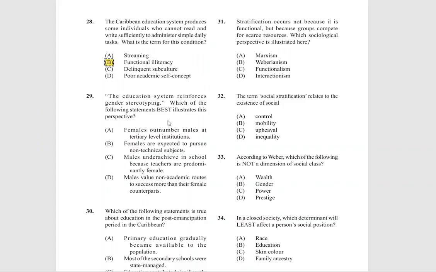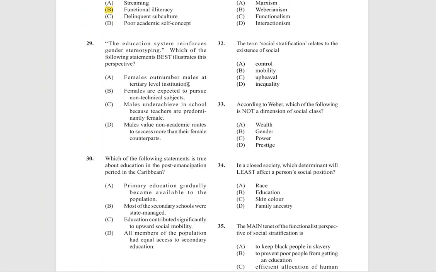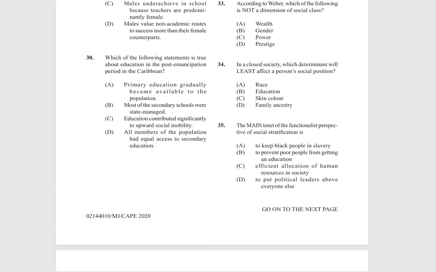The education system reinforces gender stereotyping. Which of the following best illustrates this perspective? A. Females outnumber males at tertiary level institutions. B. Females are expected to pursue non-technical subjects. C. Males underachieve in school because teachers are predominantly female. Or D. Males value non-academic routes to success more than female counterparts. And 29 is B.